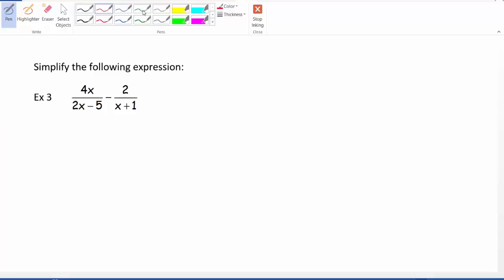Here we are at example 3 from our 8.5 set of notes. We're asked to simplify the following expression. We notice this rational expression is being subtracted by this rational expression. And usually we start off by finding what is the least common denominator.